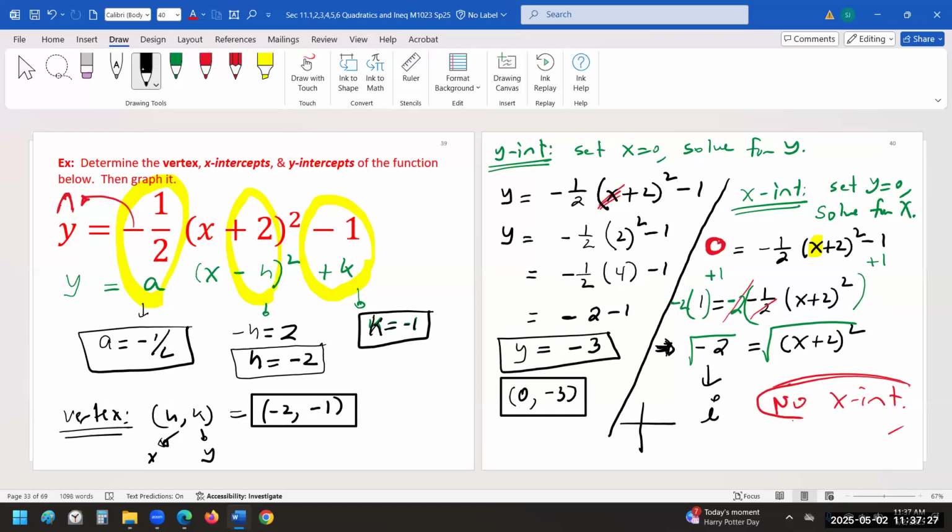Our vertex is -2, -1. So let me draw -2, -1. And then our y-intercept is -3 here. We don't have any x-intercept. So our parabola is lying strictly below the x-axis. That's why we don't have any x-intercept. It's not going to be crossing the x-axis.